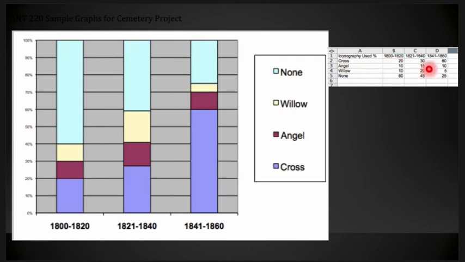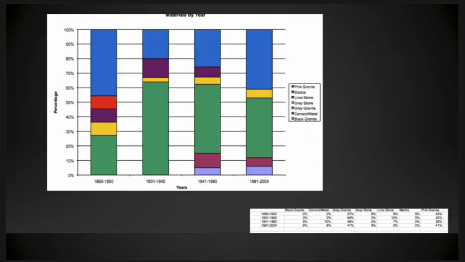You'll enter the raw numbers for each time period: how many had crosses, how many had willows, how many had angels. You'll graph it using a percentage histogram. It will figure out the percentages for you in the creation of the histogram. And so, for example, here, what you can see is greater use of the cross over time and more iconography through time in general in this plot. You can also do something by stone. Here the student separated the different kinds of granite. You don't necessarily have to do that.